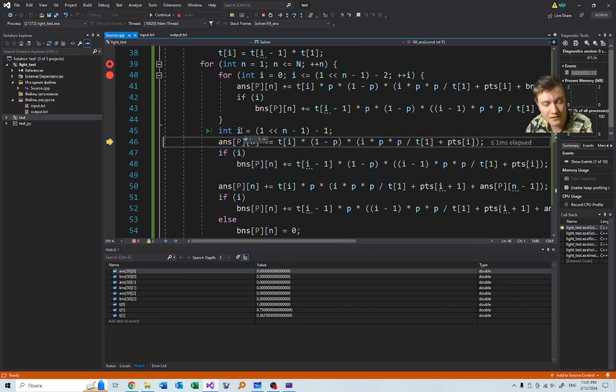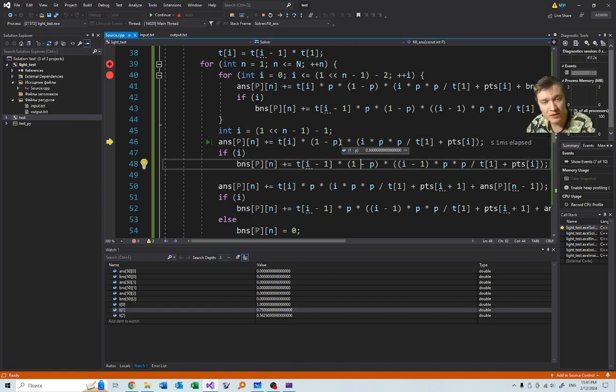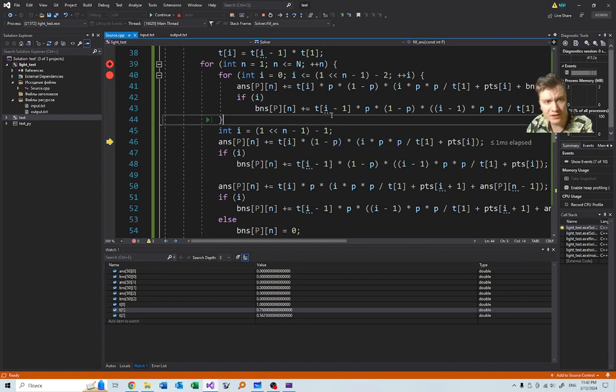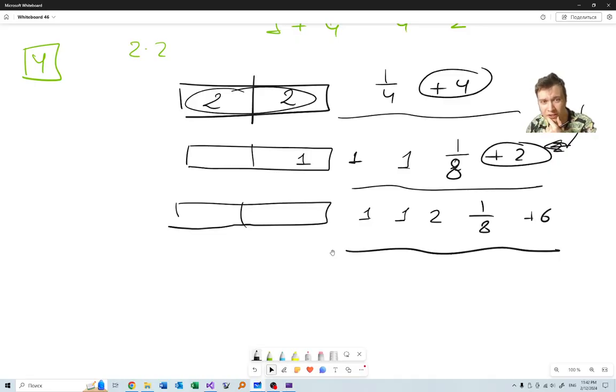So what is I? I is now 1, so I needed to get 1, 2. So what is the probability of getting 1, 2? It is 3/4, which makes sense, times 1 minus p, because after that I was unlucky to get a 1. So what does it say? It says 1/8. Okay, I don't like it. It shouldn't be 1/8 because this should be multiplied by 2.